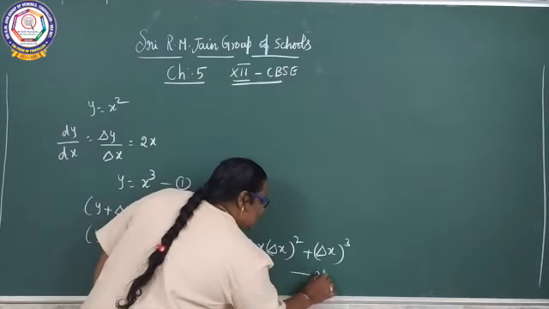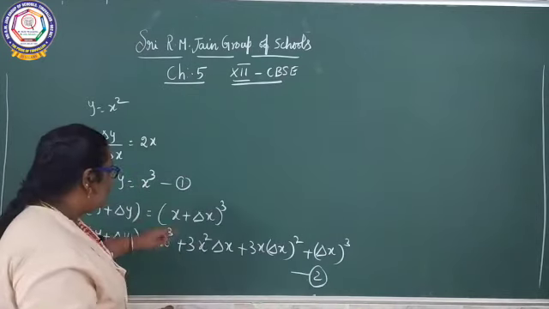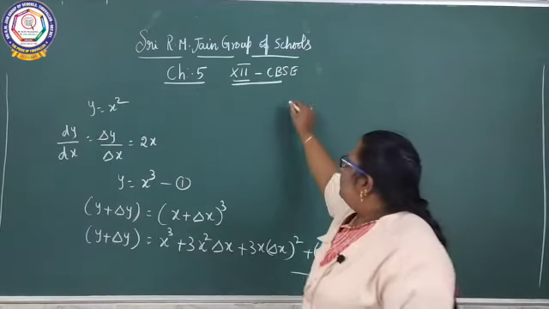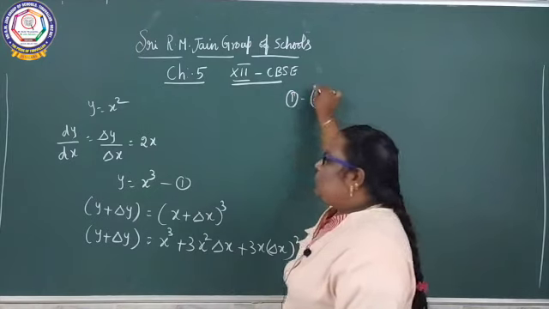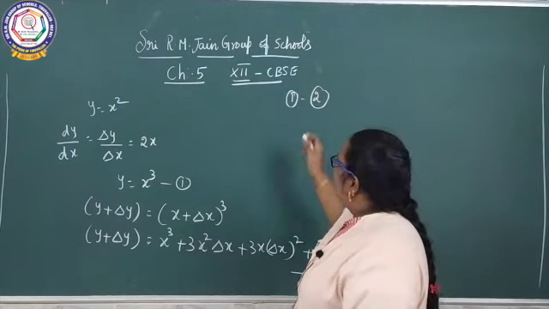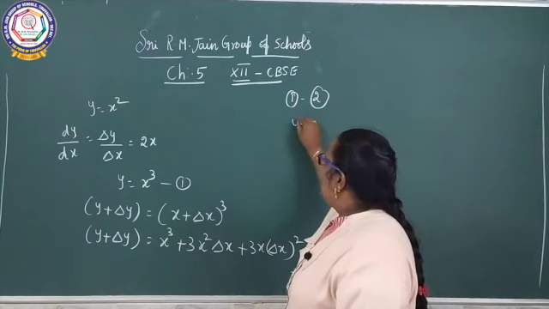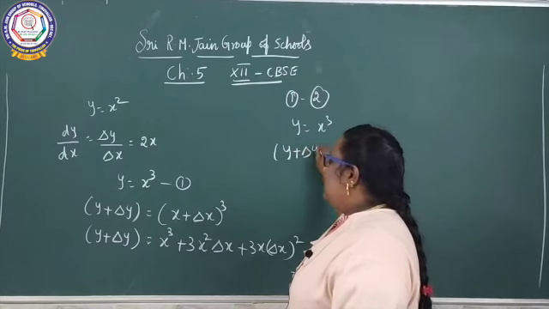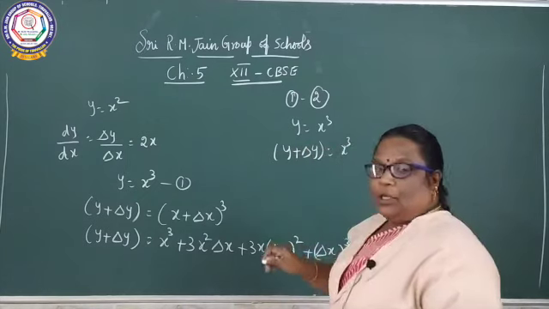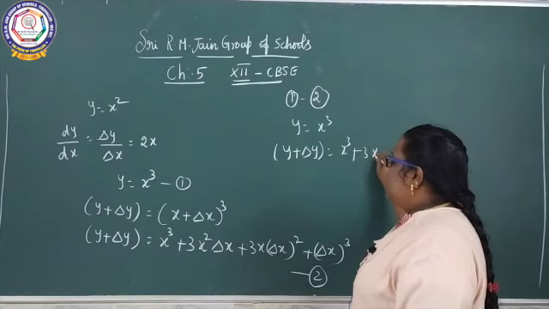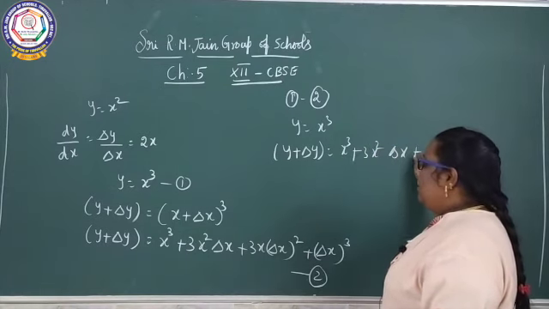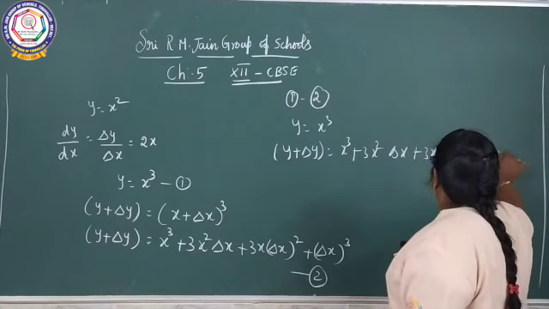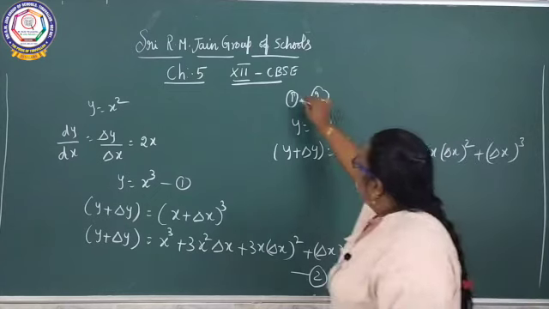What we did yesterday, we have to follow the same thing today also. You have to subtract these two, 1 minus 2. What is the answer you are getting? Taking y equal to x cube, y plus delta y equal to x cube plus 3x square delta x plus 3x delta x the whole square plus delta x the whole cube, or you can do it as 2 minus 1.